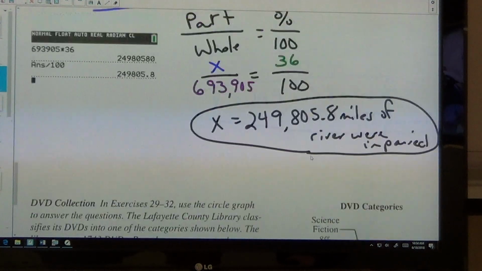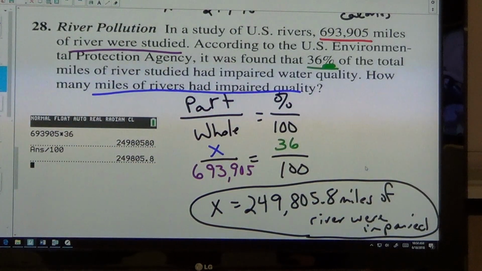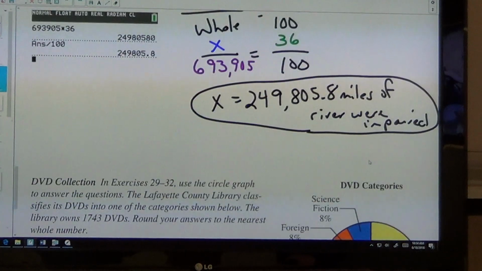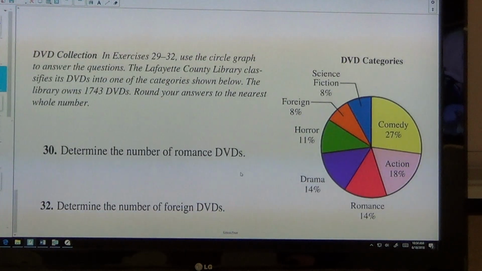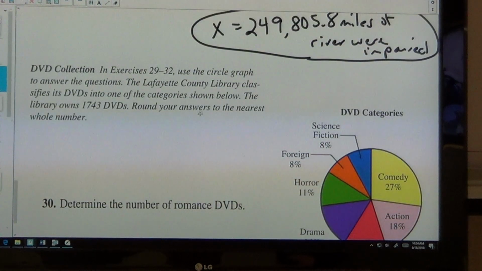Alright, so that was part over whole. Anytime I'm looking at a whole group of things and I want to know what the part is and it has a percent involved, that's what's telling me that I'm going to do part over whole. Alright, most of us have seen a circle graph before.